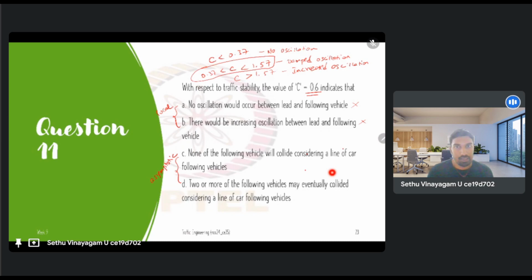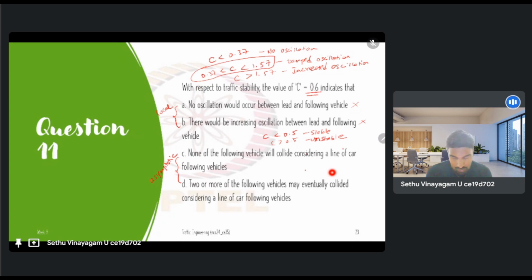So for C and D, we have to consider the asymptotic traffic stability. In the asymptotic case, we have only two regions. If C is less than 0.5, it is stable, and if it is greater than 0.5, it is unstable. Only two states. So in this case, we have 0.6, which is greater than 0.5, which means that the asymptotic stability is unstable.